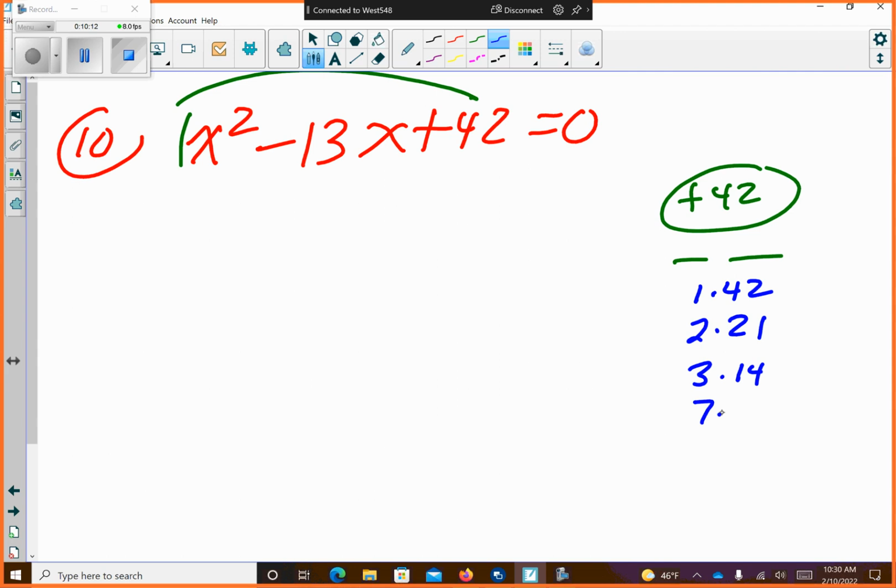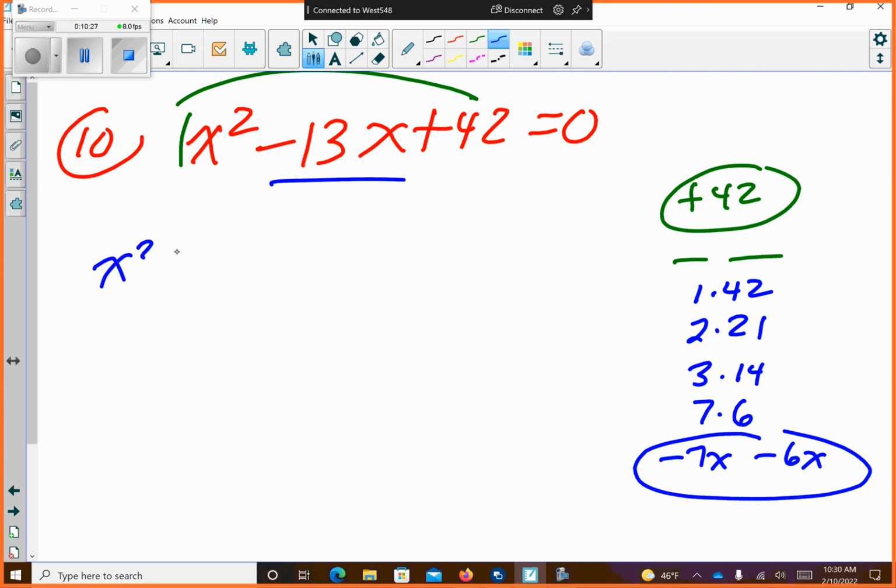7 and 6. Thank you. And they're both negative. So I have negative 7x and negative 6x. If I add those together, I combine those together, I get the negative 13. In whatever order I want, I'm going to plug these into the middle here. So I'm going to get x squared minus 7x minus 6x plus 42.